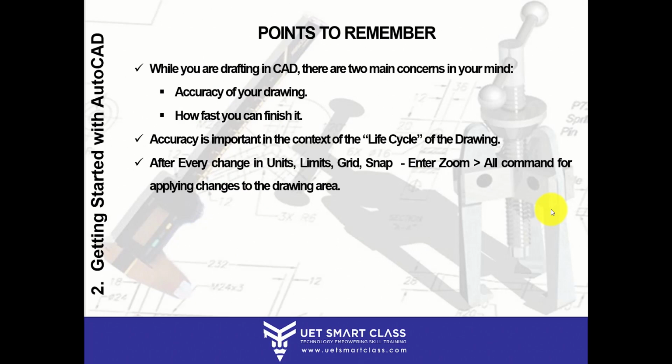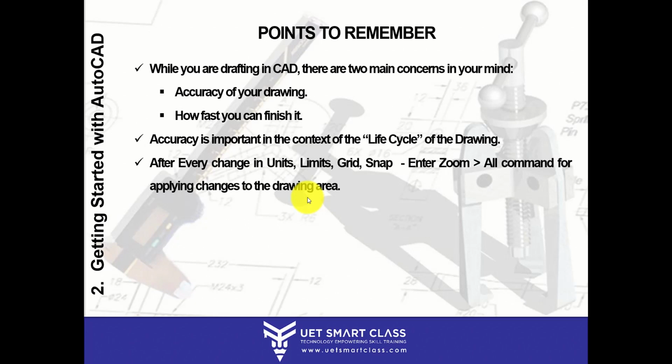See, first of all, I want to say after every change in units and limits, or you change your grid and snap, always enter zoom and then all command for applying changes to the drawing area. Please remember that. Even when you change your limits in your Limits, okay, do use zoom all command after every change in your workspace in relation to units and limits.